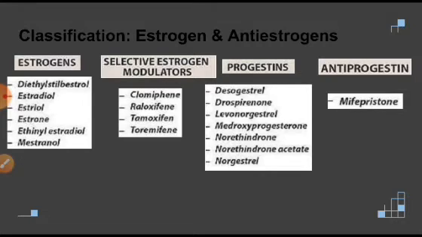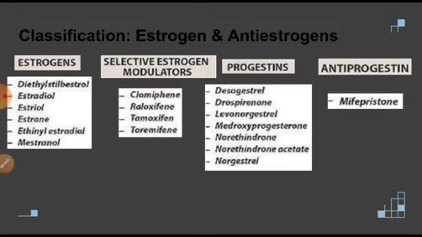This is a classification of the drugs, not only estrogens but all drugs affecting the estrogen system. Here there are estrogens and anti-estrogens, and also drugs which modify the estrogen effect. This first list is of estrogens. Second is the selective estrogen receptor modulators, or SERMs, which you will study later. Clomiphene, raloxifene, tamoxifen, and toremifene are very important drugs.